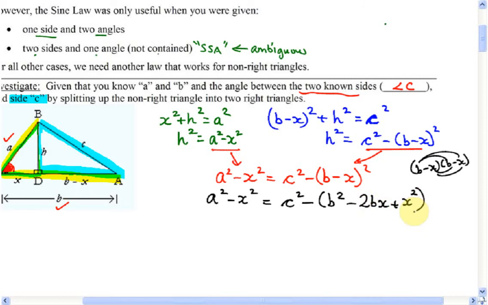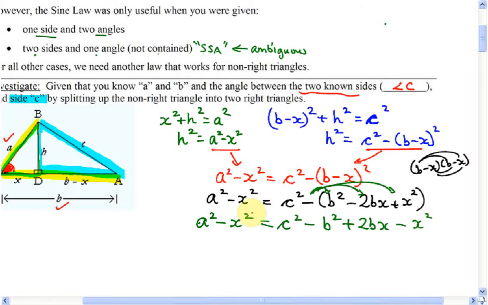And then continue to try to simplify. Okay. So get rid of that negatives. I think some things cancel out. And let's see what we get. So A squared minus X squared equals to C squared minus B squared plus 2BX minus X squared. Okay. And I'm going to ask you to see if you can continue to try to simplify this and try to solve this. Okay. Your goal, remember, here is to try to solve for C or C squared. Okay. Right? Our goal is to try to find the length of side C.